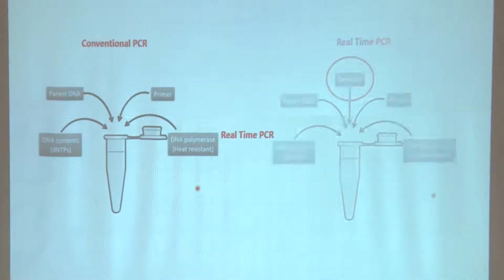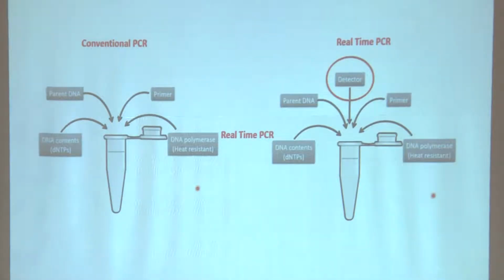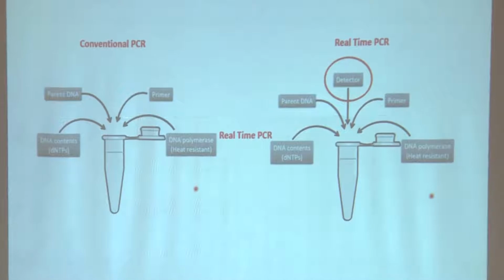When it comes to real time PCR, you have everything, and you have one extra thing, that is the detector. The detector is the one which is going to bind with the amplicon. After binding, the amplicon gives you some fluorescence, and that fluorescence is captured or monitored, right, by the spectrofluorometer which is sitting on top of the machine, right.